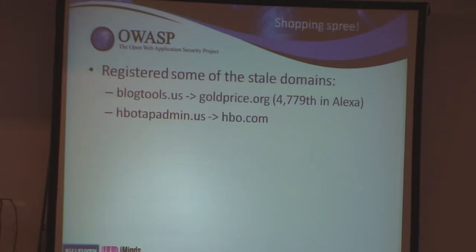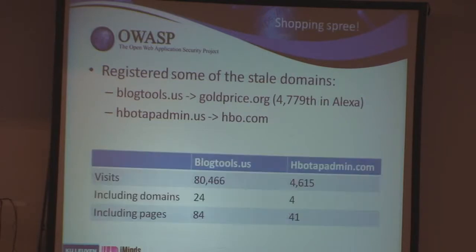So the next step of the team was, what if we just start registering some of those domains? What happens? For the purpose of researching this, they registered bugtools.us and hbo-tab-admin.us. They ran the service for 2 weeks just to see how many requests were coming in for JavaScript. It turns out for the first one, in those 2 weeks, about 80,000 requests came in to fetch JavaScript from the page, and for the other one, around 4,000 requests. So it's actually real. Just by registering a domain that became stale over time, we can start serving malicious JavaScript to a whole bunch of users.